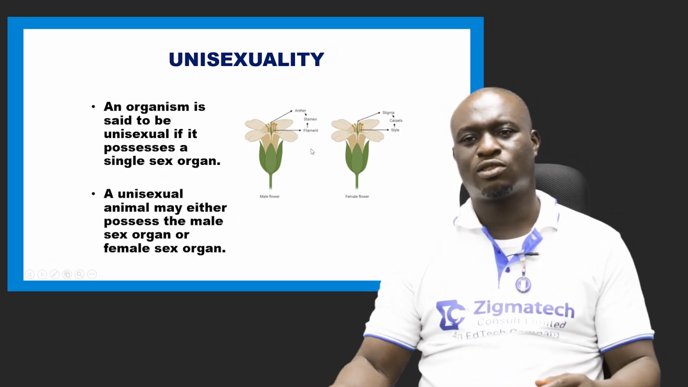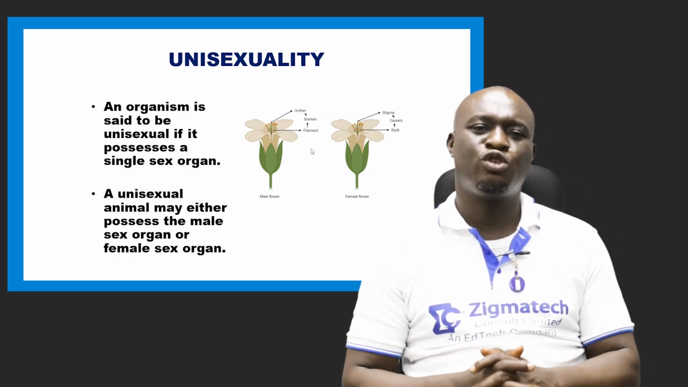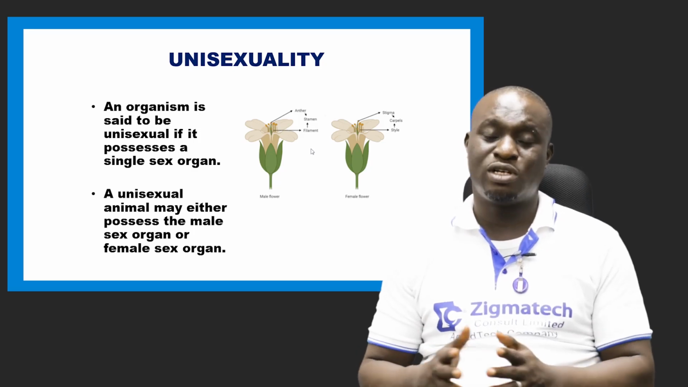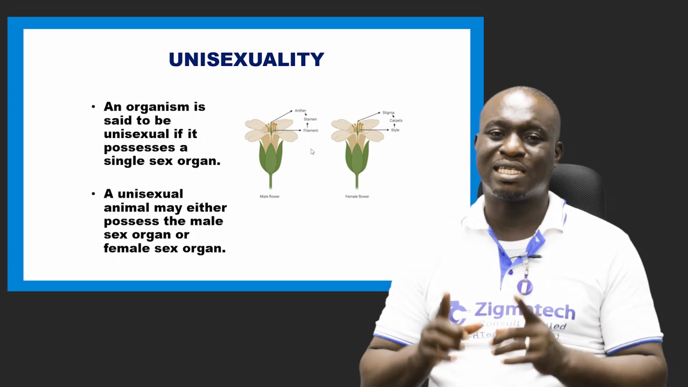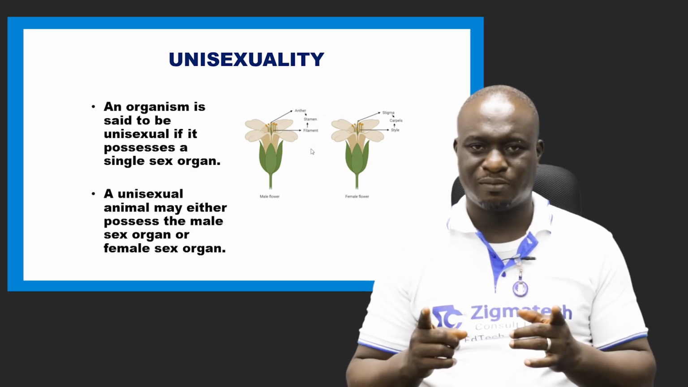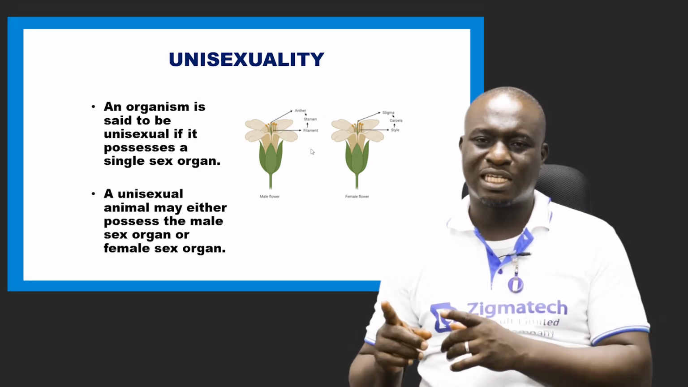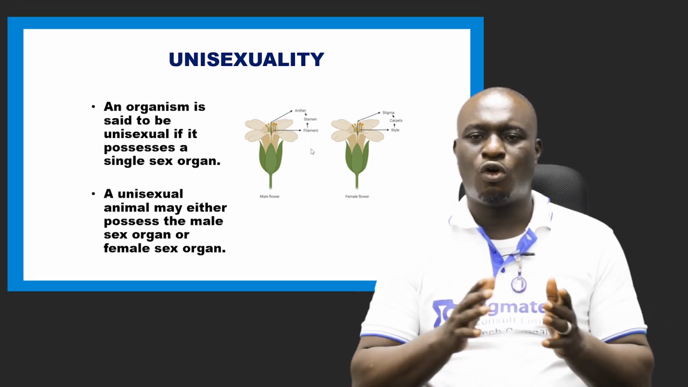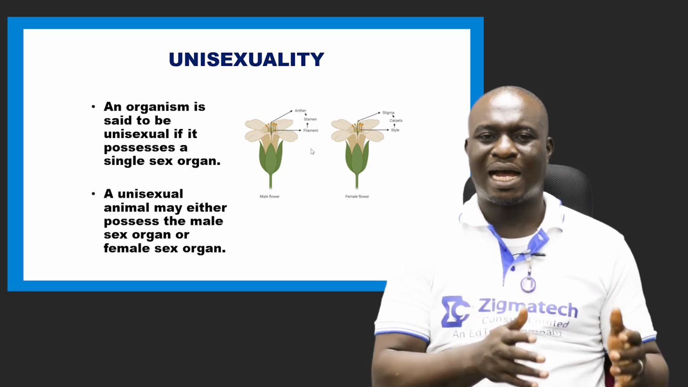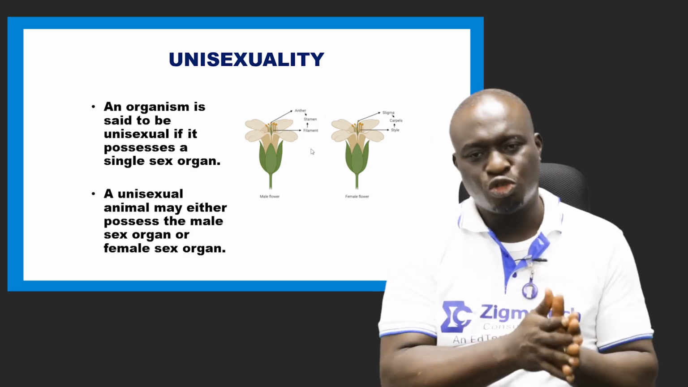The next thing to look at is what? Unisexuality. Now, what is actually unisexuality? These are organisms, okay? An organism is said to be unisexual if it possesses a single sex organ, or a single reproductive organ or system. Now, organisms that have a single reproductive system or organ can either be a male or what? A female. So when we say a unisexual animal, it means that these animals can either be male or female. They have males, they have females. That's what we call unisexuality.